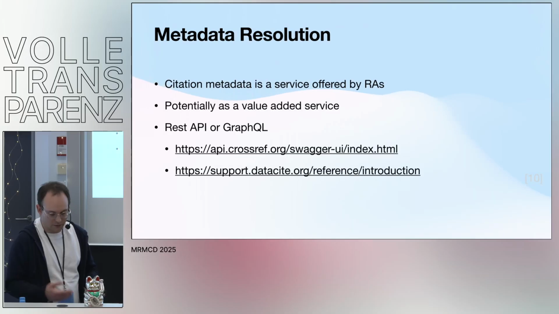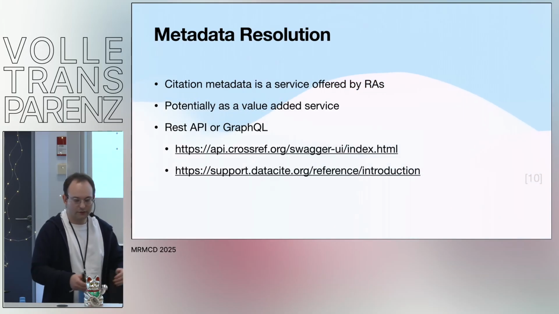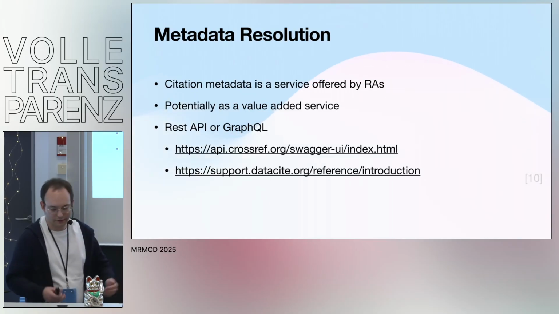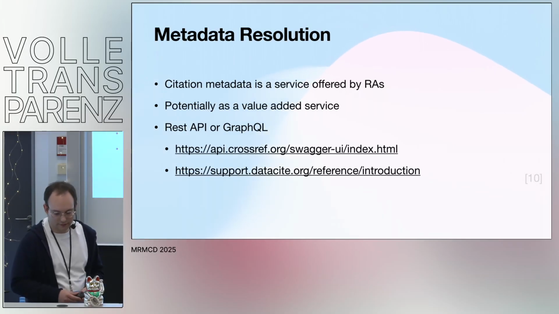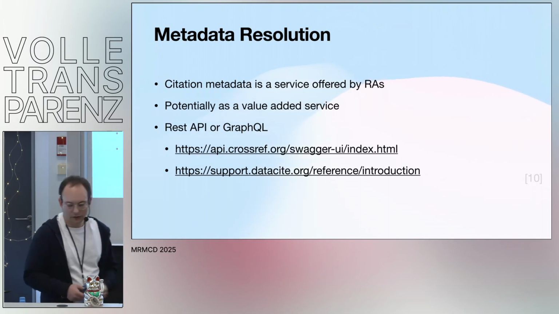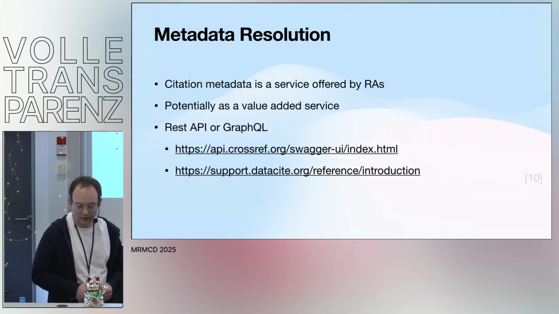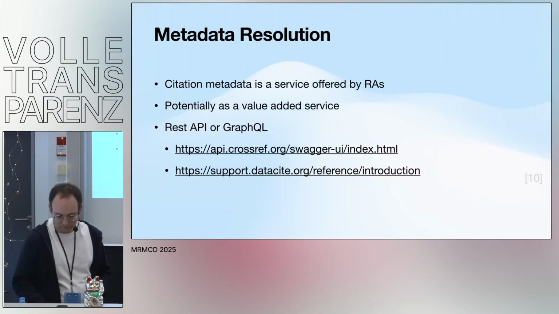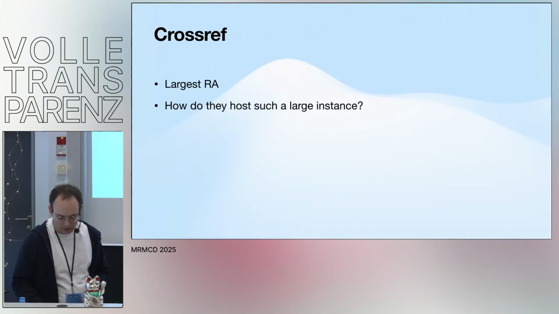The metadata resolution, so citation metadata, if you're interested in that, is not directly done in the handle system, but rather as a service offered by the registration authorities, potentially also as a value-added service. For example, Crossref and DataCite offer APIs to look up the data. So you can just go there, enter a DOI that they provided, and they will give you the metadata. Of course, the quality of the metadata can be debated.